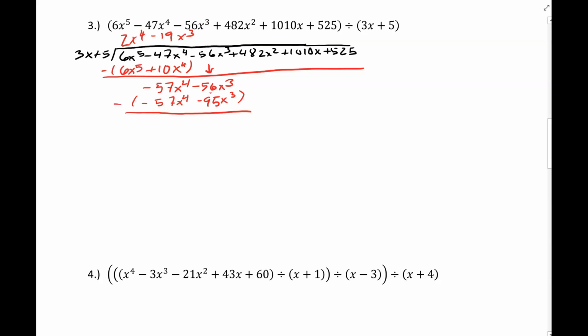So negative 57x to the fourth minus a negative 57x to the fourth gives me 0. Negative 56x to the third minus a negative 95x to the third is the same as negative 56 plus 95. So that's going to give me 39x cubed. And I'll bring the next term down.